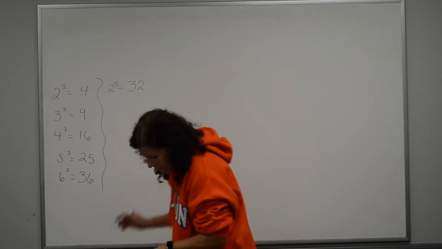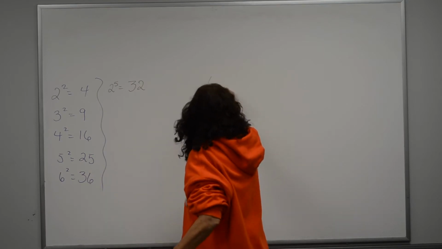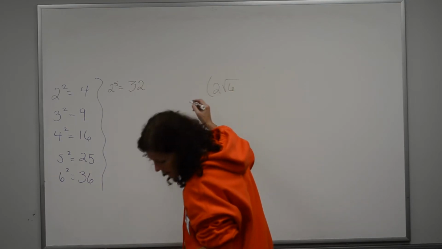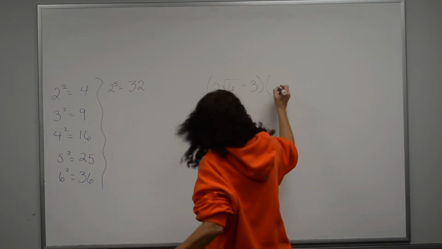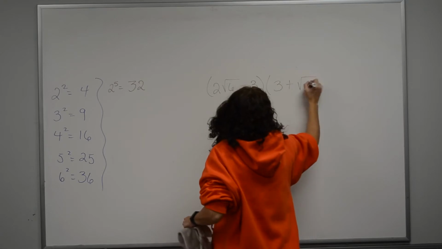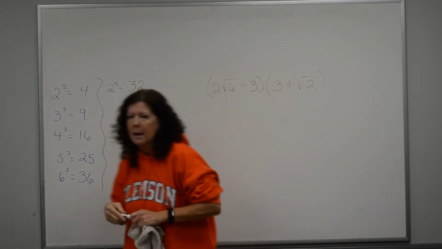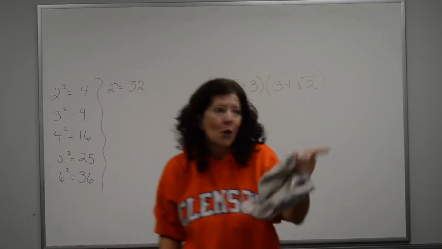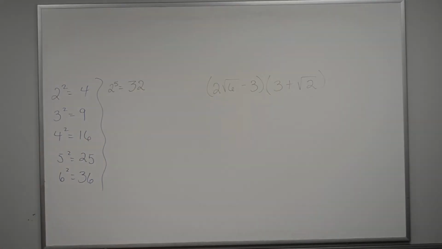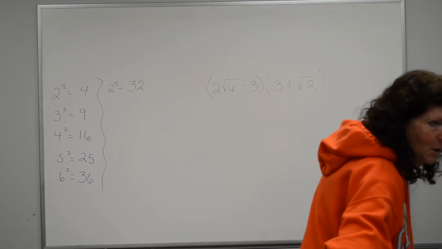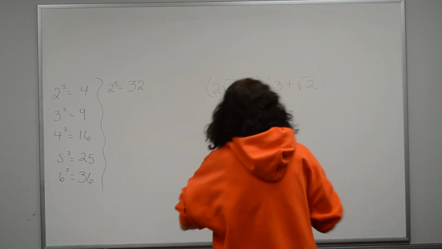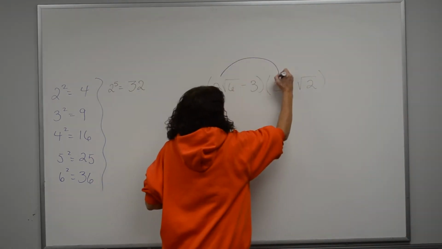Okay? Now, I might have something that looks like this: 2 on the square root of 6 minus 3 times 3 plus the square root of 2. All right, what does that look like I might use? FOIL. And you're going, I don't have a bag of that. You're going FOIL with square roots. Oh no. Okay, so when I do first, just be real careful.